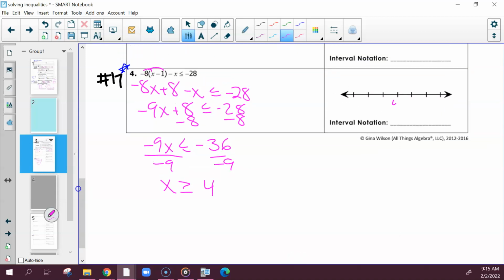So 4, 5, 6, 7, and 3, 2, 1. Closed or open? Closed at 4, going to the right. For our interval notation, where do we start? 4. But this is closed, so here we would need a square bracket with 4. Where does this end? Positive infinity.